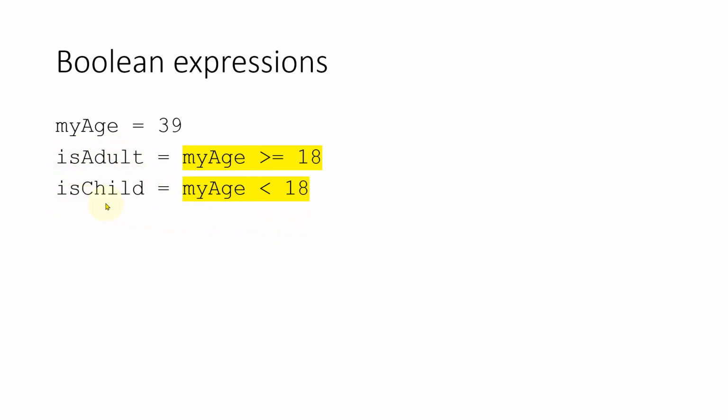Now on this next line is child equals my age less than 18. So my age is 39. Is that less than 18? No. So this expression would be false, and the result would be that isChild contains false.